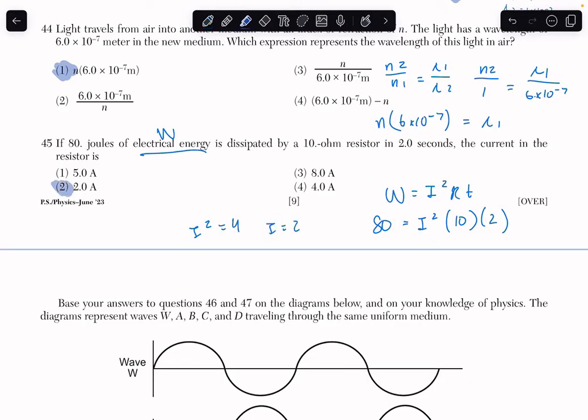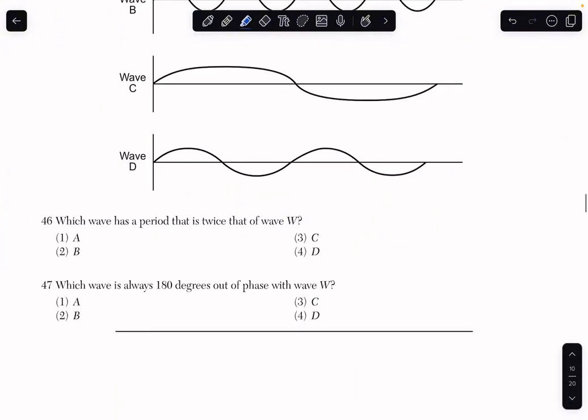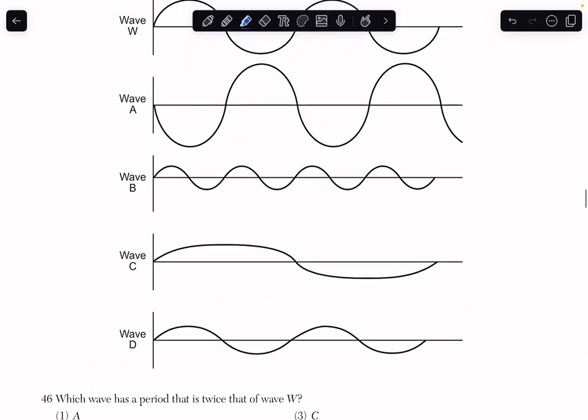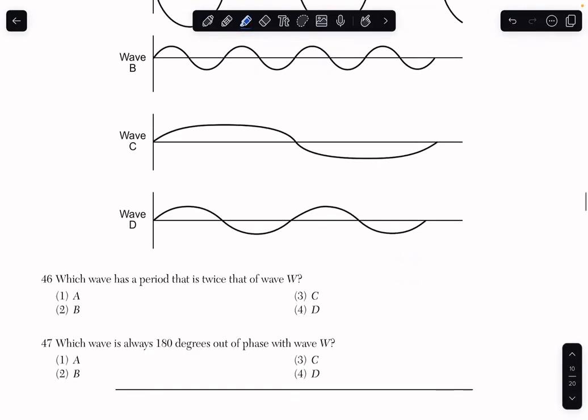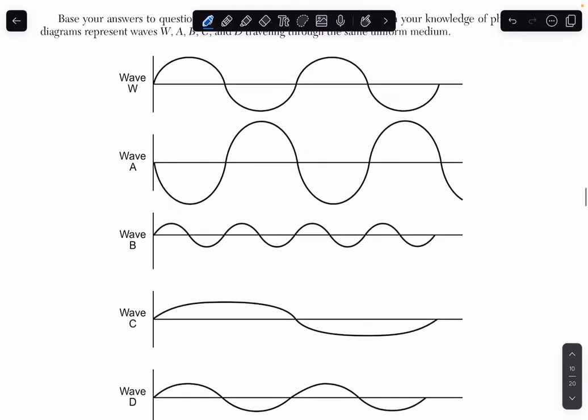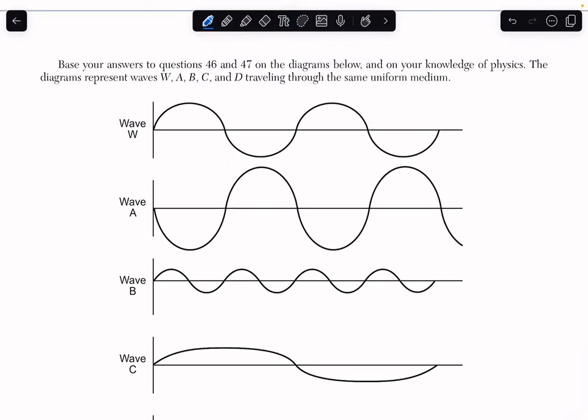That's answer choice 2. 46. Which wave has a period that's twice that of wave W? So, remember, the period is basically the time it takes for one wave to pass. So, wave W: A, B, C, D, E. This is where one wave happens.